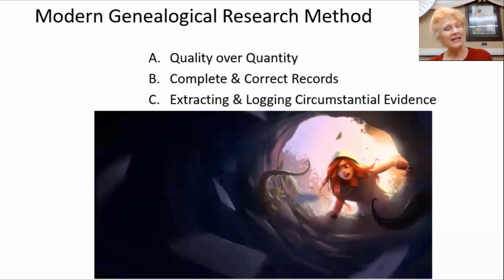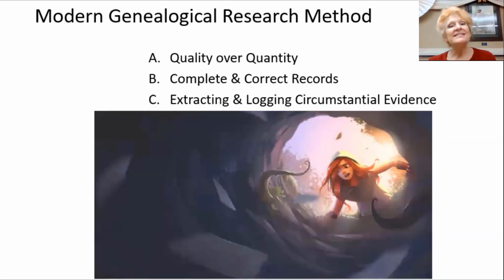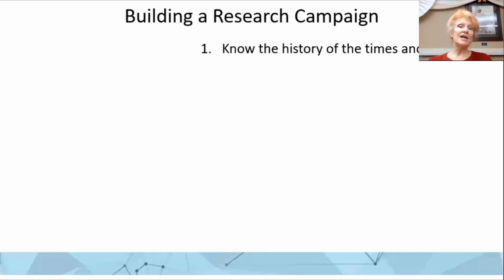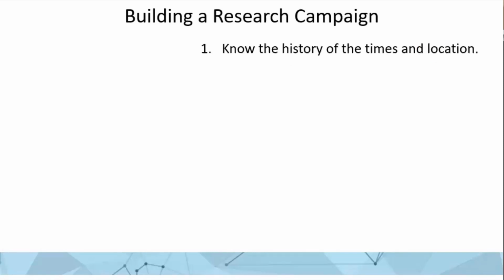If you've ever been distracted by a rabbit hole or a sixth cousin's wife's nephew's fascinating story, instead of finding the story on your third great grandmother, you probably need a planned research campaign. Building a research campaign is a four-step process, which starts with the times and location of the events.